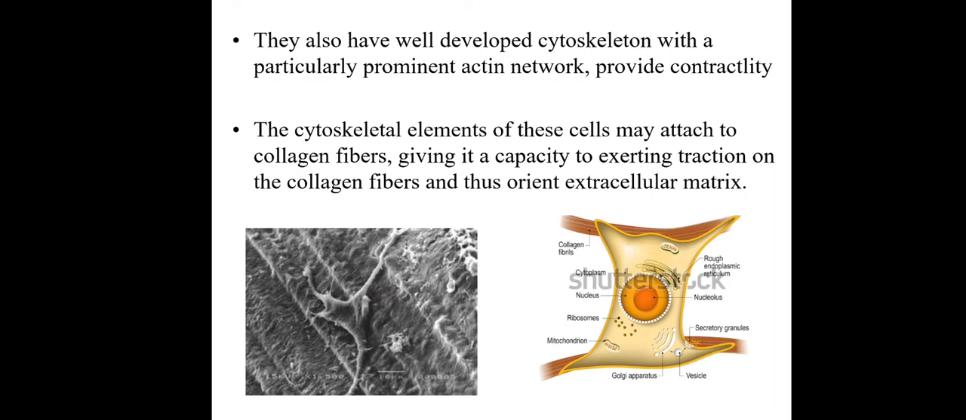Remember, the periodontal ligament plays an important role in shock absorption during mastication. So this contractile property provided by the actin filaments, the fibroblast, and the attachment with the collagen fibers plays a very important role in providing that contractility to the whole periodontal ligament.